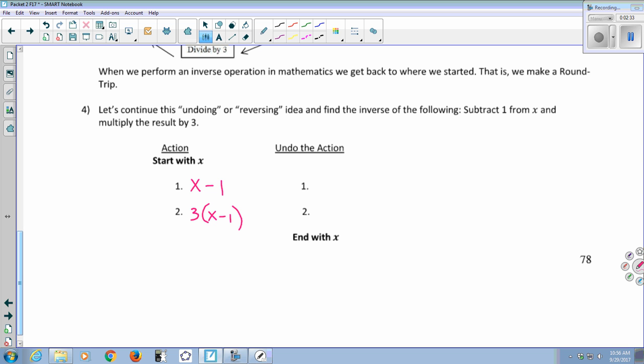To undo, right, you have to undo in the reverse order. So the first thing you would do is divide by 3. So you have 3 times (x minus 1) is what you start with. Then you have to divide by 3 to get the 3's to go away, right? Because the last thing we did in the actions was multiply by 3. So the first undo action we have to do is divide by 3. And then you add 1. We have x minus 1, add 1 to undo the subtracting 1, and you end with x.